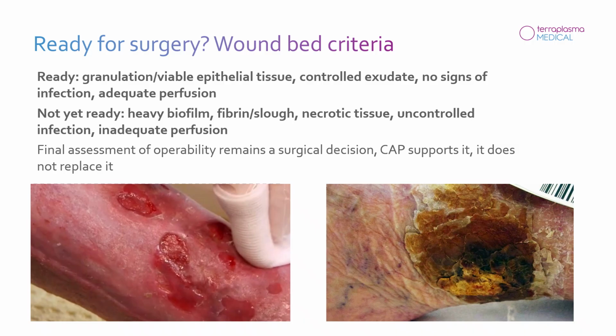A ready wound bed shows granulation or viable epithelialization tissue, controlled exudate, no signs of infection, and adequate perfusion. A wound bed that is not yet ready shows heavy biofilm, fibrin, slough, necrotic tissue, uncontrolled infection, or inadequate perfusion. The final assessment of operability remains a surgical decision. CAP supports this decision. It does not replace it.